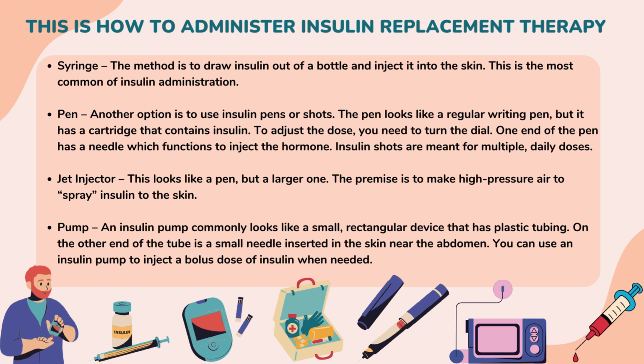For jet injector, this looks like a pen but a larger one. The premise is to use high pressure air to spray insulin onto the skin. And last, pump. An insulin pump commonly looks like a small rectangular device that has plastic tubing. On the other end of the tube is a small needle inserted in the skin near the abdomen. You can use an insulin pump to inject a bolus dose of insulin when needed.